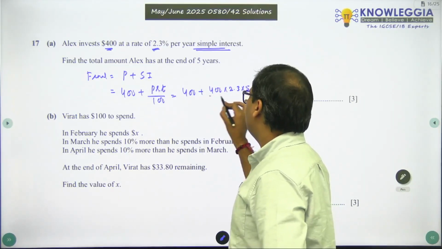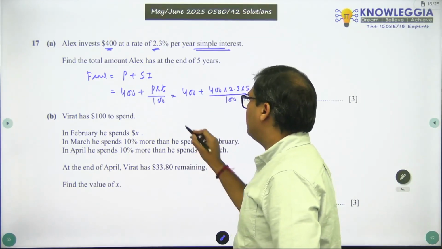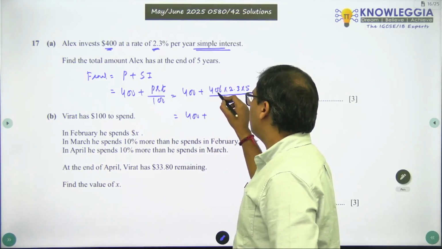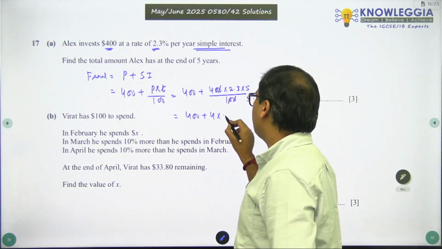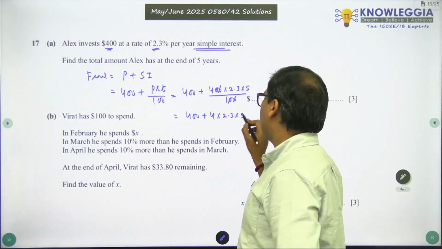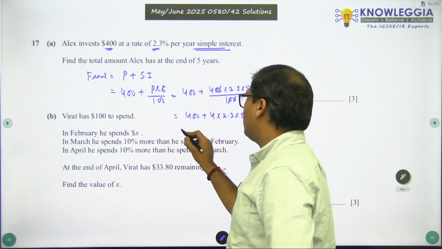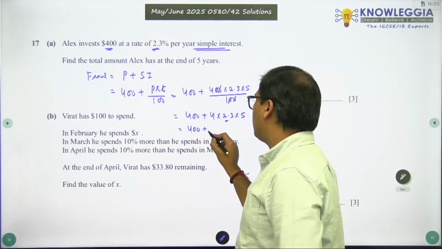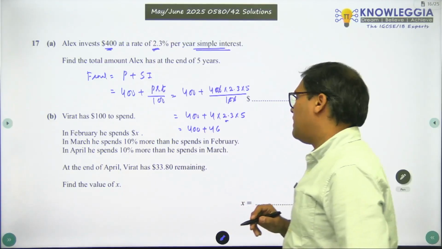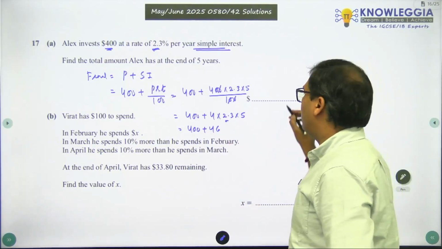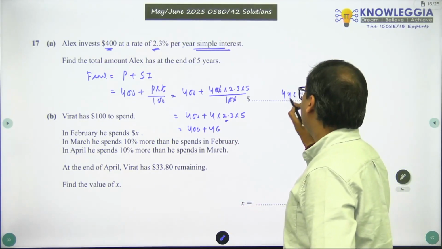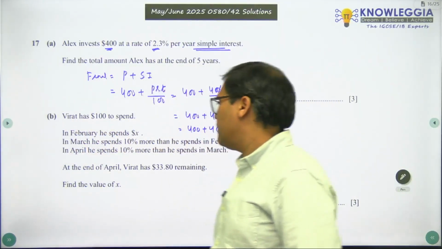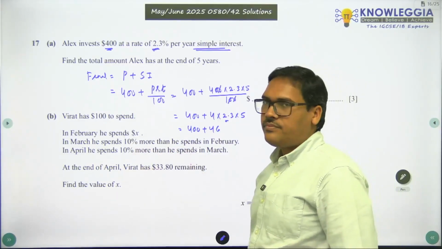This is 5 divided by 100. Okay, so just calculate this. This is 400 into, you can just cancel this 2. This is 4 into 2.3 into 5. Correct. So this is 46. 23 into 2, 46. This is 400 plus 46. So what is the answer? $446 is the answer for this question. So let's check. 446 is the correct answer for this. Okay? Now the next part.